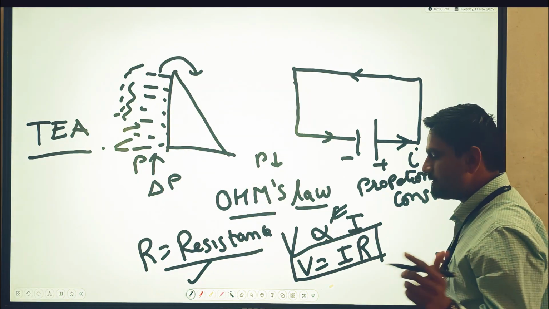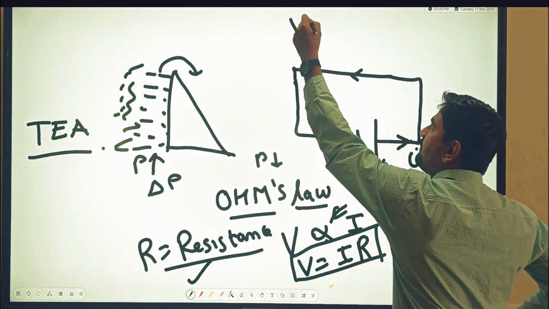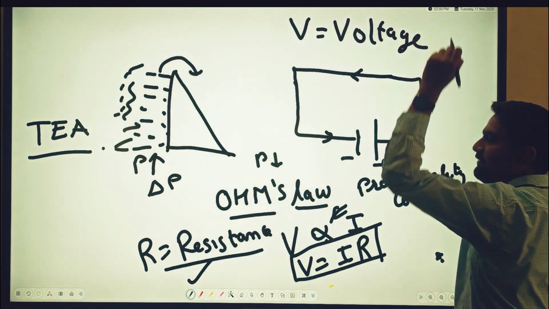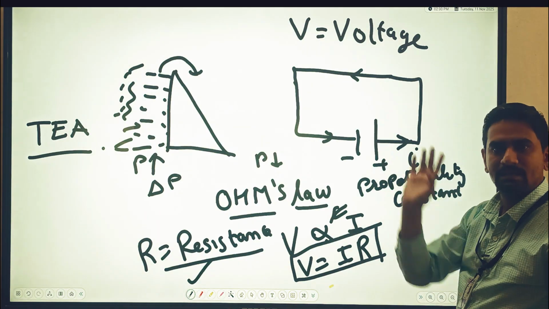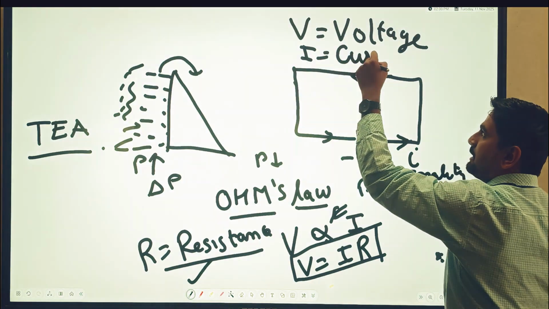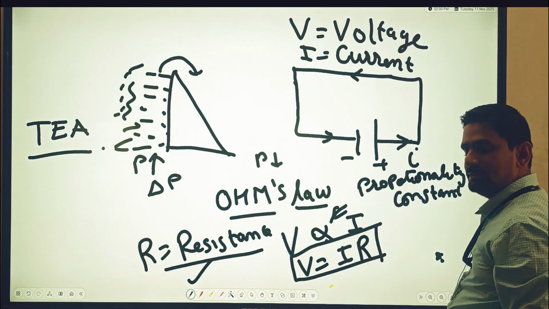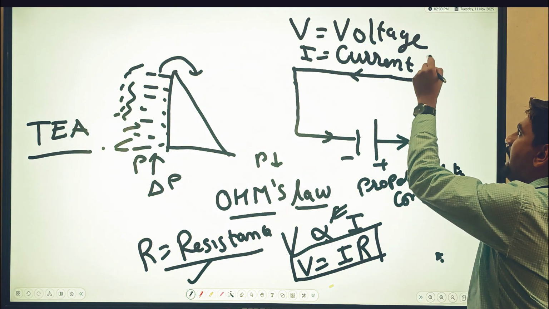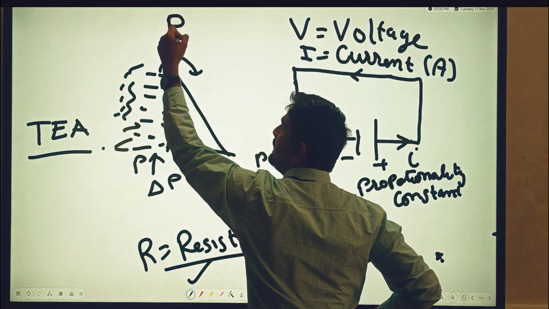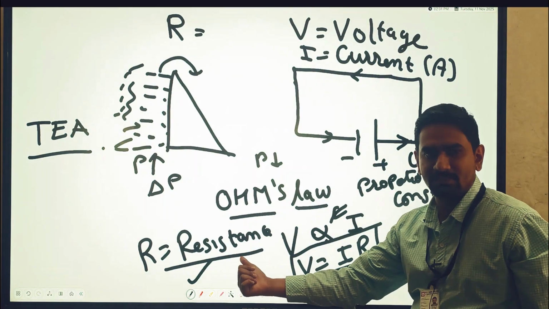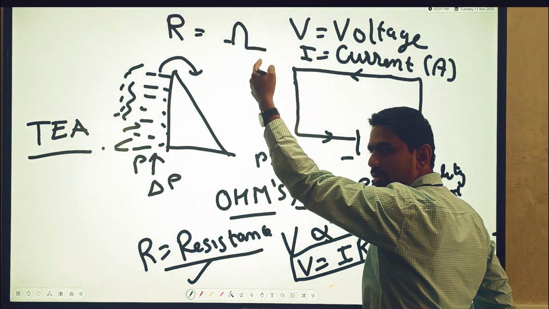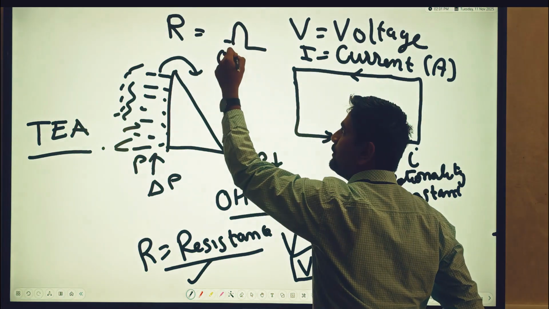Now let us talk about a small thing, the units. V stands for the voltage, or you can say the potential difference which is applied. So the unit of voltage is volt. I represents the current which is flowing in the circuit. The SI unit of current is ampere, and R is the resistance which is provided. As I have already said, R is the resistance which is provided. So the unit of resistance is ohm. This is the symbol of resistance, and the unit is ohm.